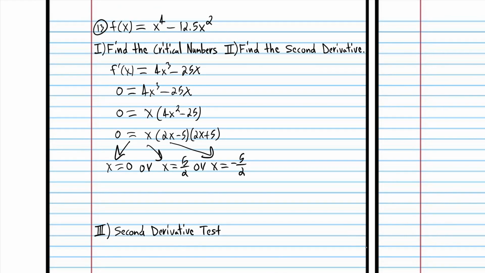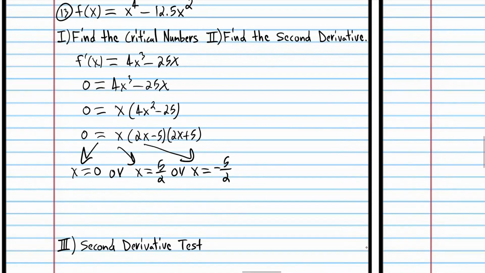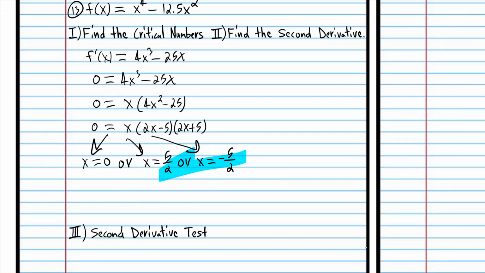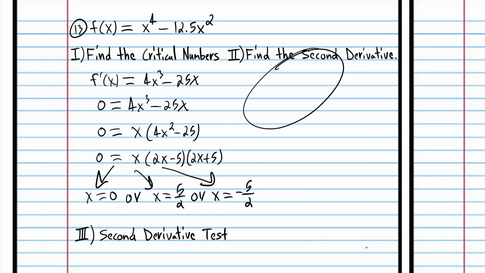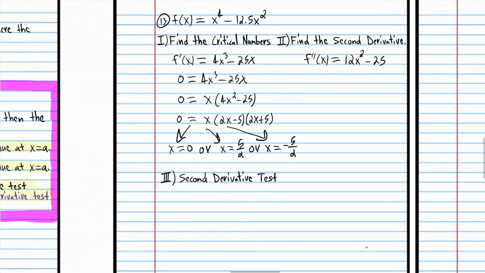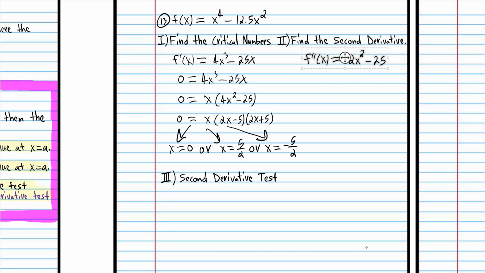Okay. So now we're going to test the function at these critical numbers to see if we have maximum or minimum values using the second derivative test. Problem is we can't use the second derivative test unless we first find the second derivative. So let's go up here and look at the first derivative, and we'll find the derivative of the first derivative, and we get 12x squared minus 25. So now that we have the second derivative, we'll bring that down and use it to perform the second derivative test.